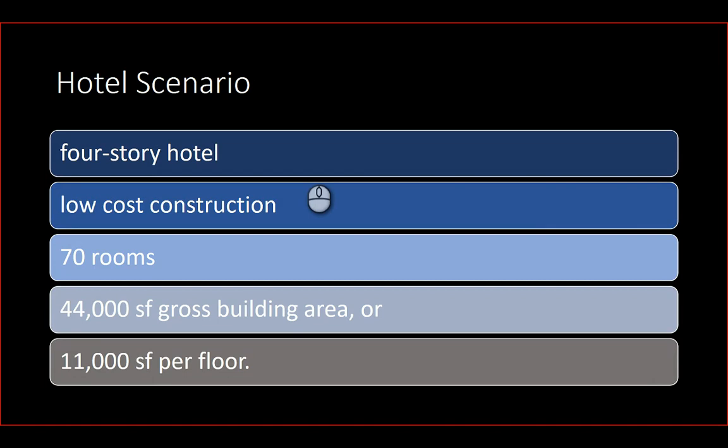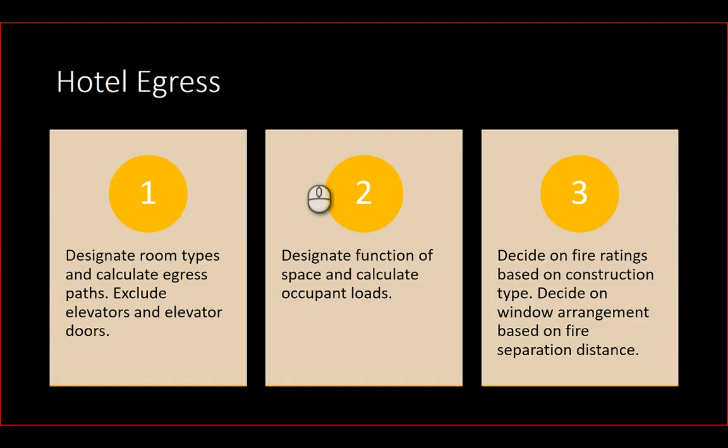So recalling our hotel scenario: it is a 4-story hotel, low-cost construction, about 70 rooms, 44,000 square feet gross building area, or 11,000 square feet per floor. The issues in laying out the spaces are largely matters of egress. So we have to designate room types and calculate egress paths. We have to exclude elevators and elevator doors.